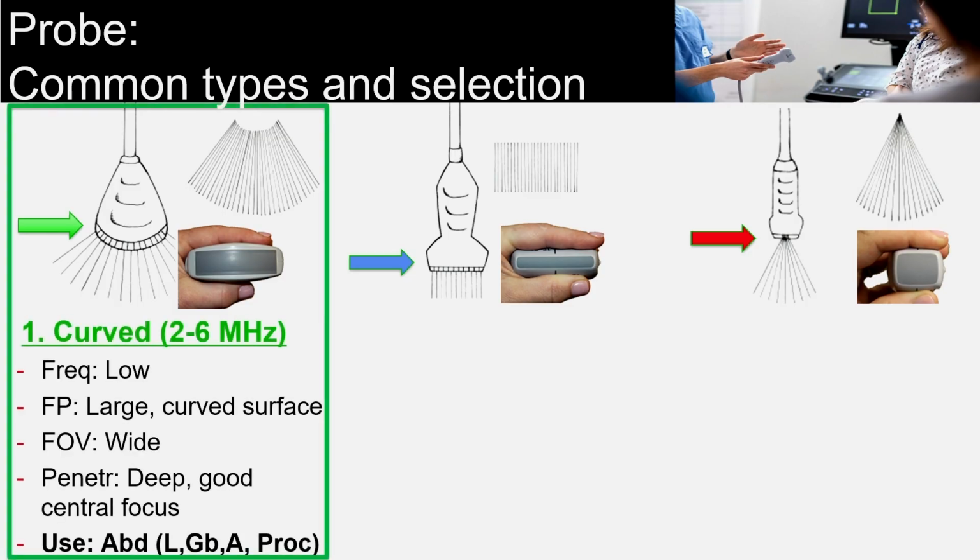When you look at the first curved transducer, these tend to be 2 to 6 megahertz in frequency, so relatively low frequency. They're large and have that curved surface. They offer a very wide field of view, so you can see a lot of things in that one single scan. Deep penetration, good central focus, maybe poor at the periphery, but a very good central focus. Typically used in abdominal applications where you have a lot of soft tissue to penetrate, for assessment of the liver, for example, the gallbladder, looking at the aorta for aneurysms, and for procedure guidance.